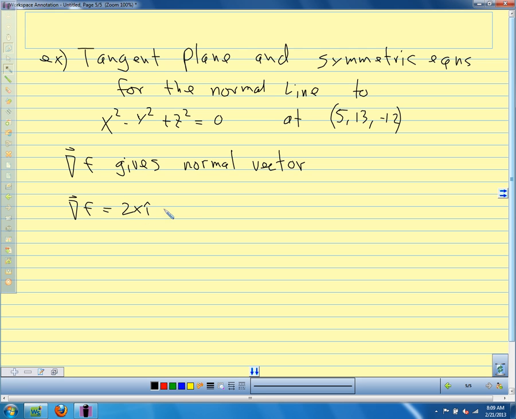2xi minus 2yj plus 2zk. And at our point, so we're interested in this particular point. If we substitute our x, y, and z values, del f is going to be, what I came up with is 10i minus 26j minus 24k.